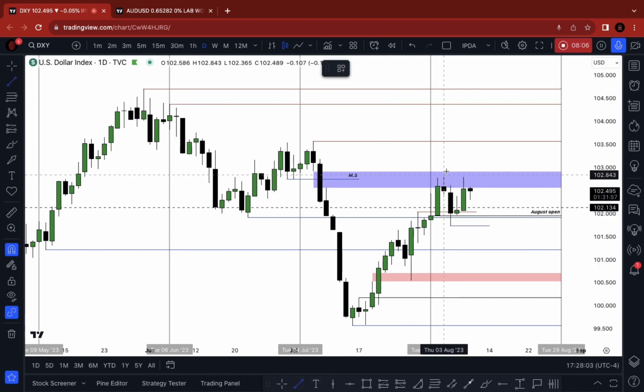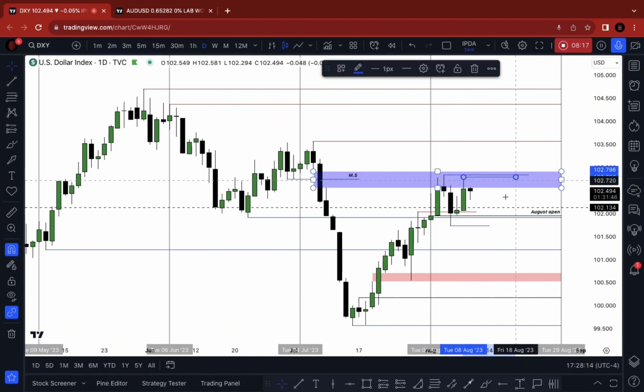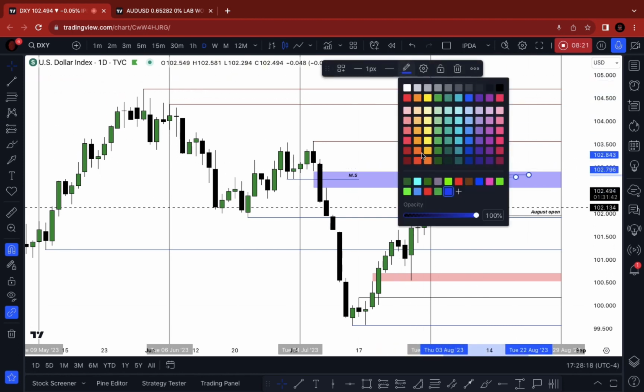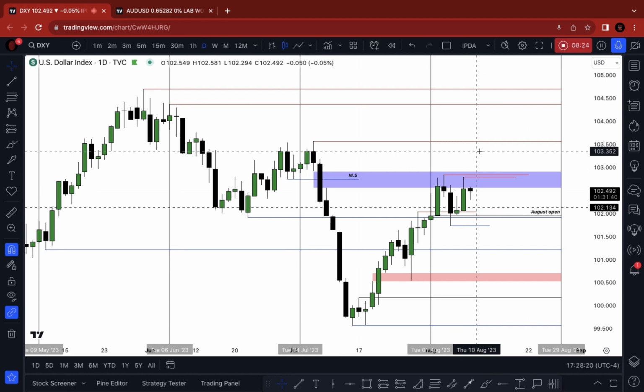So you want to see a swing high, let's say this one here, or even this one here, get broken in the near future. I'm going to want to see those two highs broken. I'm going to make those red so we have that for reference.